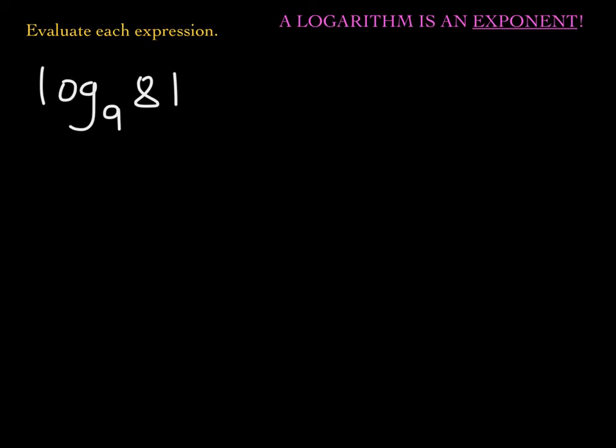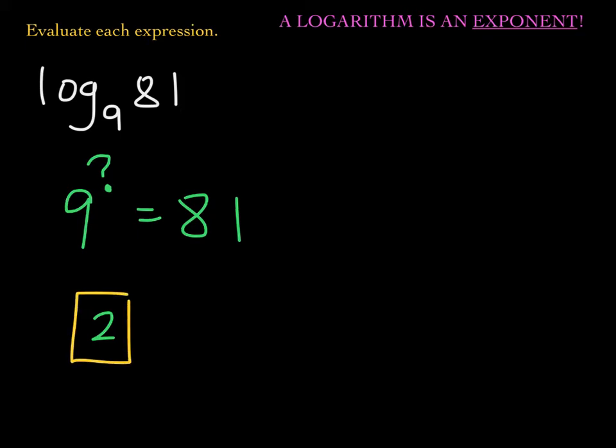So here they're asking you, if you'll allow me, I'll rewrite it this way. The base is 9. They're asking you, what do I need to raise 9 to in order to get 81? And when you think of it that way, I think it's a little more clear. Oh, you would have to raise 9 to the power of 2 in order to get 81. 9 squared is 81. So 2 is the answer. 2 is the exponent to which you raise 9 to get 81.